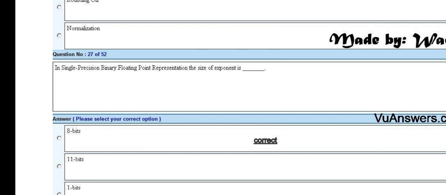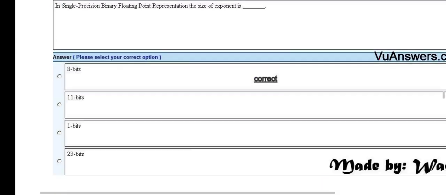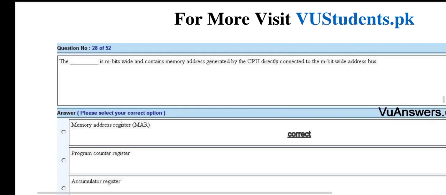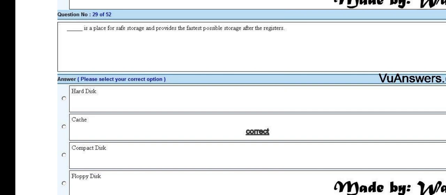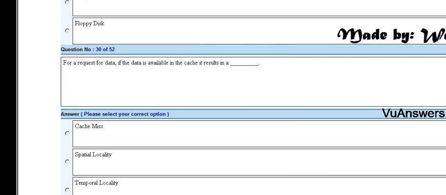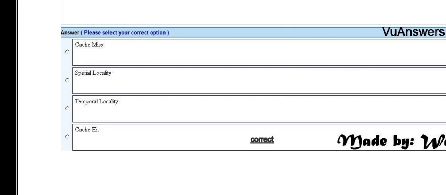In single precision binary floating point representation, the size of the exponent is 8 bits. The dash is the m-bit memory address register. Dash is a place for safe storage. Cache. For a request of data, if the data is available in the cache, it results in a cache hit.